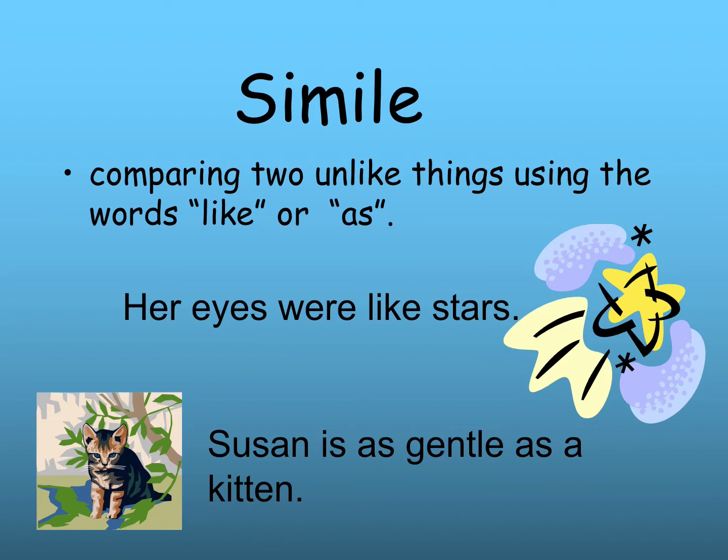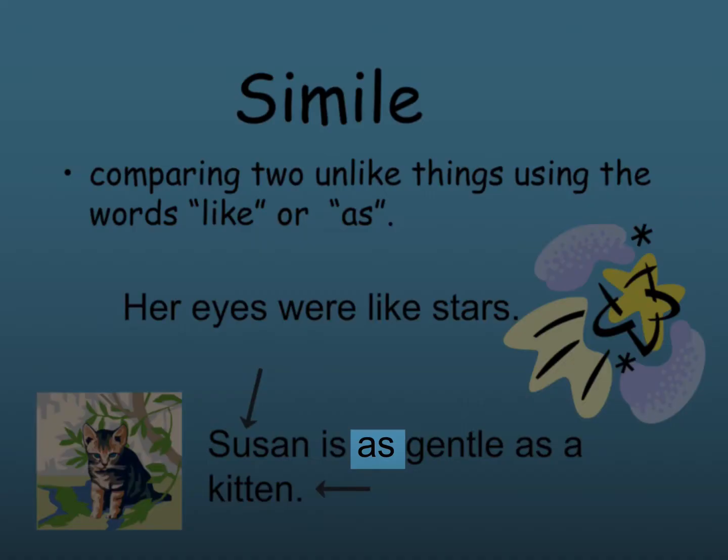Susan is as gentle as a kitten. So you're comparing her to a kitten. Now she is not a kitten, but you're saying she is gentle like a kitten and using the word as.